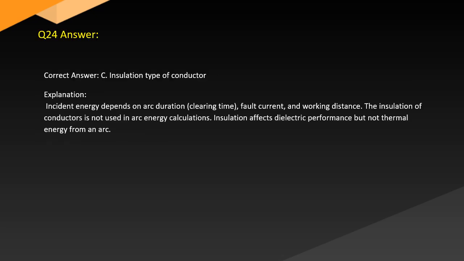Answer. Correct answer: C. Insulation type of conductor. Explanation. Incident energy depends on arc duration, clearing time, fault current, and working distance. The insulation of conductors is not used in arc energy calculations. Insulation affects dielectric performance but not thermal energy from an arc.